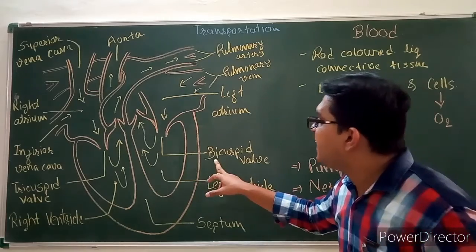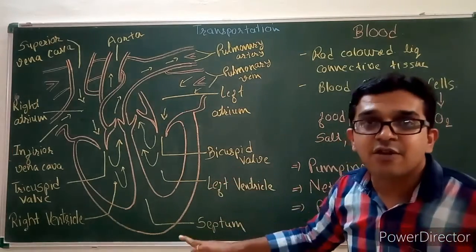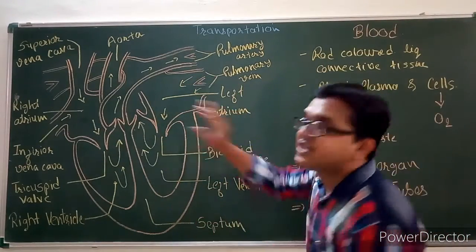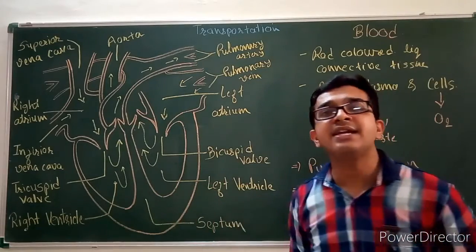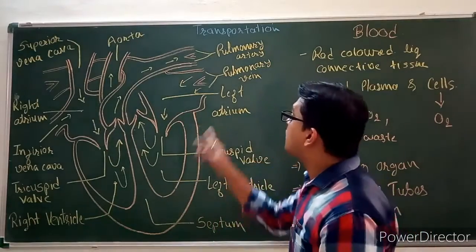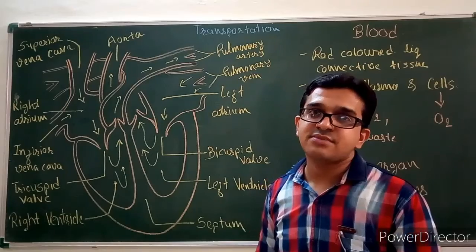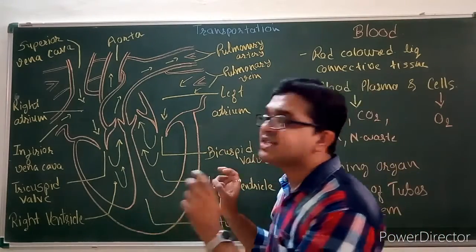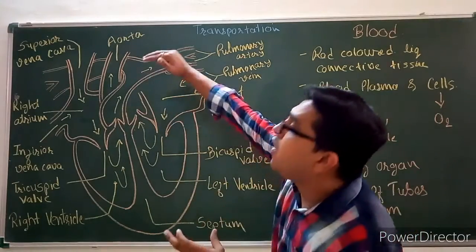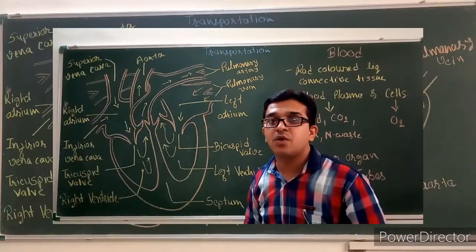Similarly, there is another valve called the bicuspid valve. This bicuspid valve is present between the left atrium and left ventricle. And what is its function? It allows the oxygenated blood from the left atrium to the left ventricle. Basically, the main function of these two valves is to prevent the backflow of blood from the ventricle to the atria.